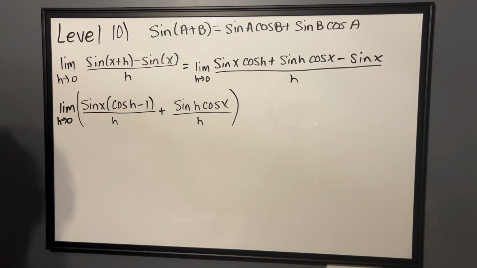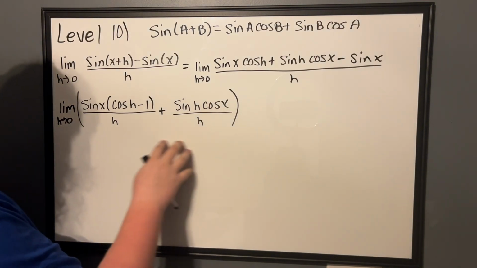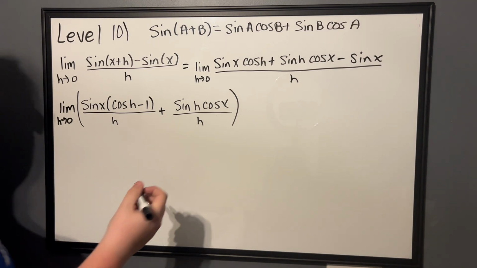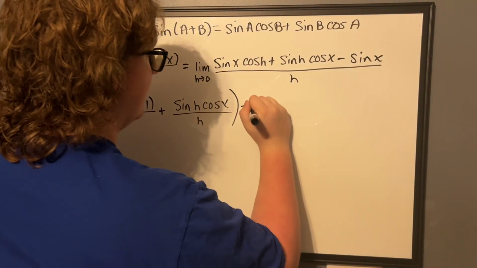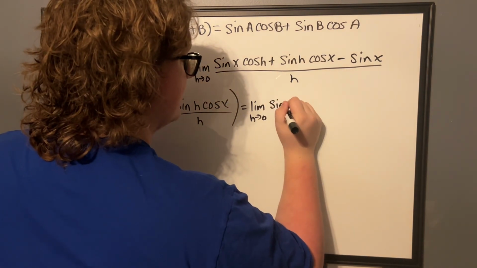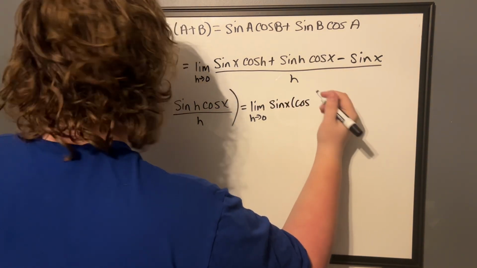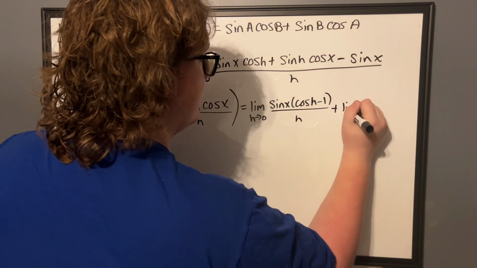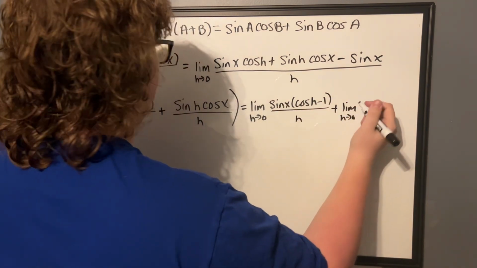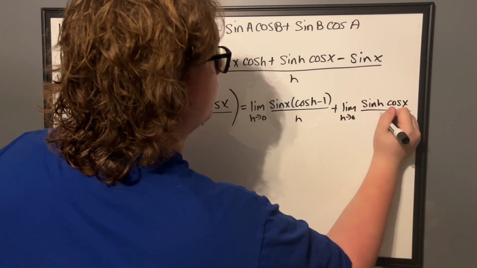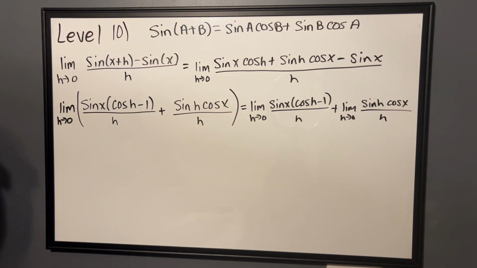And then we need to remember that for the sum of two things in a limit, you can actually break the limit up. So it's going to be the sum of limits. So we can rewrite this as the limit as h goes to 0 of sine x times cosine h minus 1 over h, plus the limit as h goes to 0 of sine h cosine x all over h. This is the same thing. We're allowed to do this. This is the limit law.